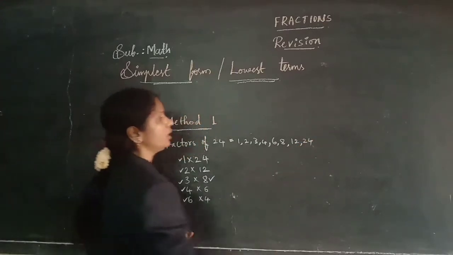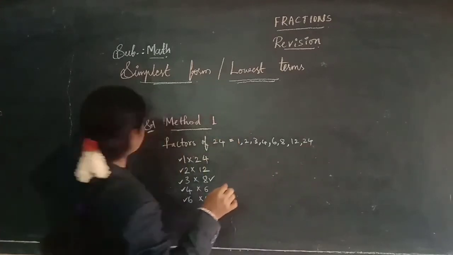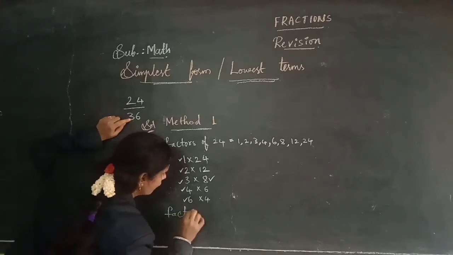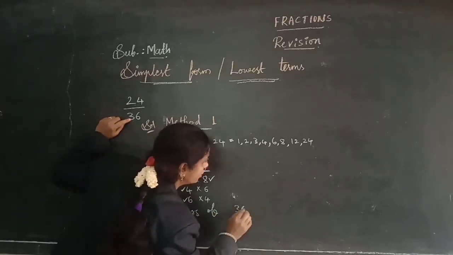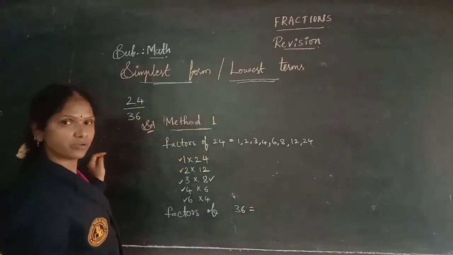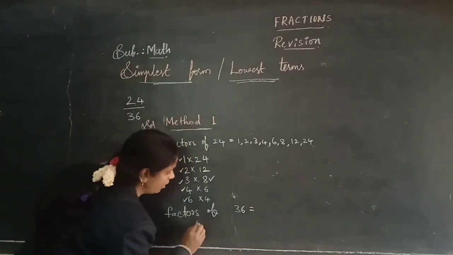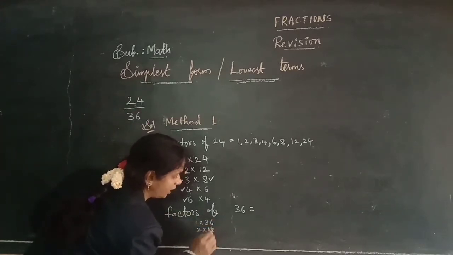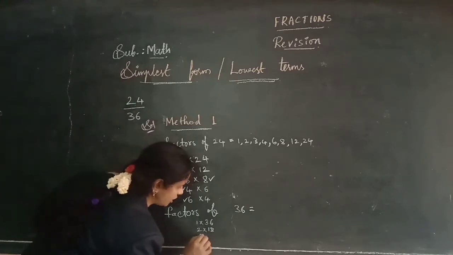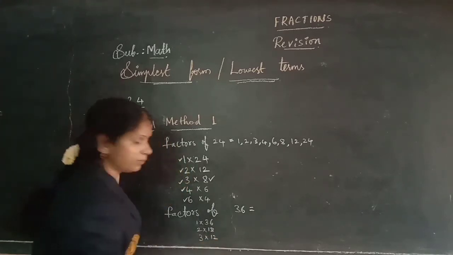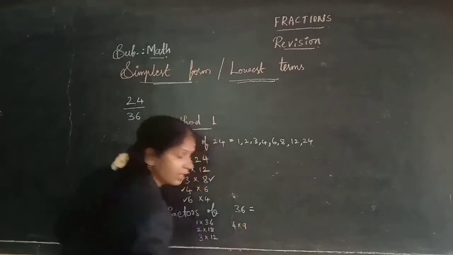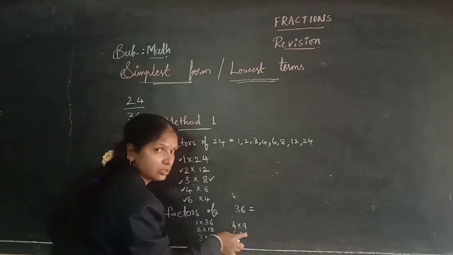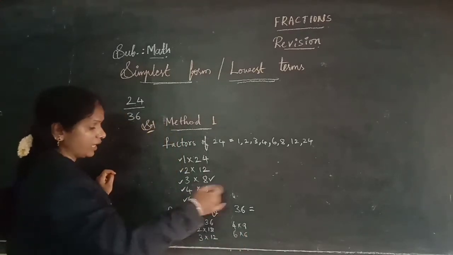Come on, let's do the factors of 36 next, children. How can we get the factors of 36? Let's say in the 1 table, 1 into 36, and in the 2 table you will get 2 into 18, and in the 3 table 3 into 12, and in the 4 table 4 into 9. The 5 table it won't come, children. Next, 6 sixes are 36. 6 and 6 are repeated now, children, so we can stop and write its factors.